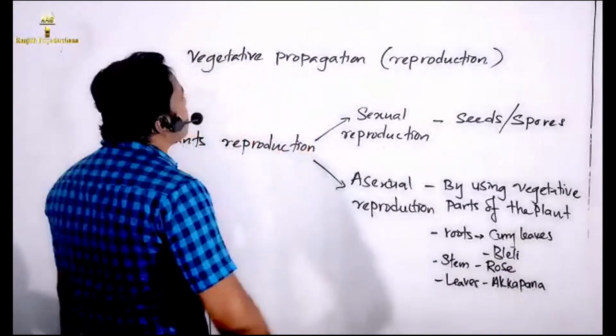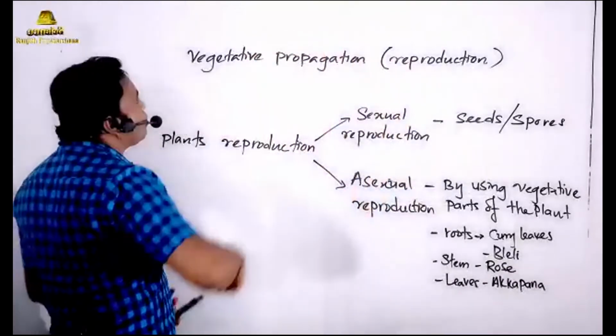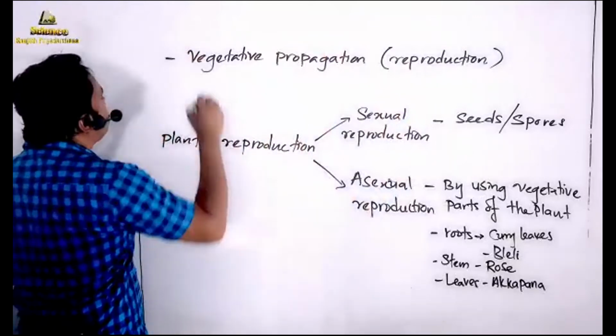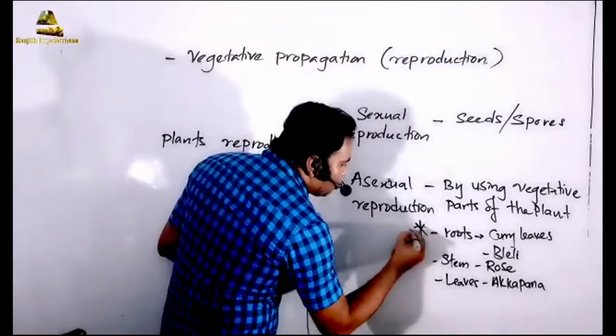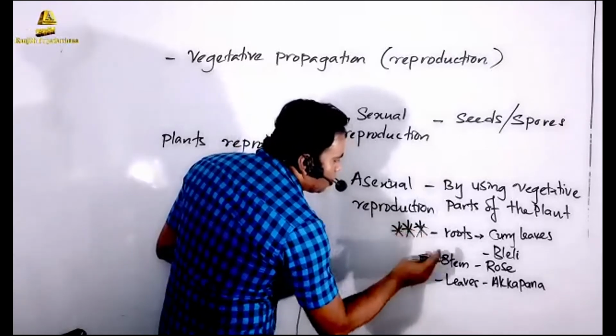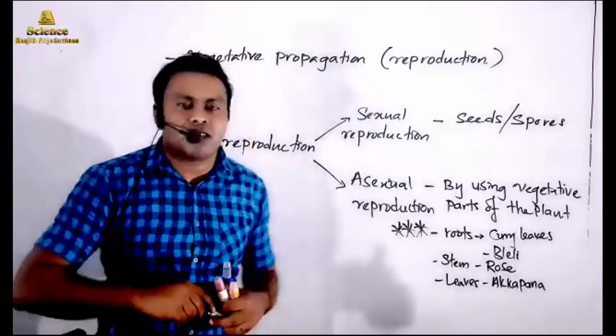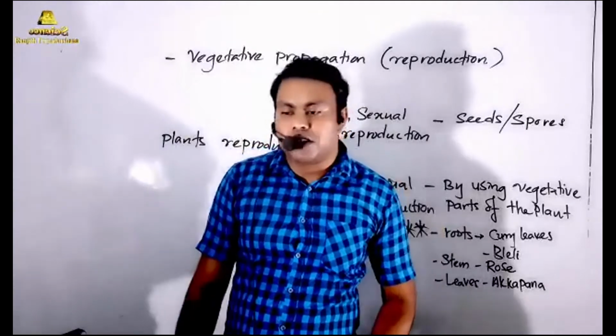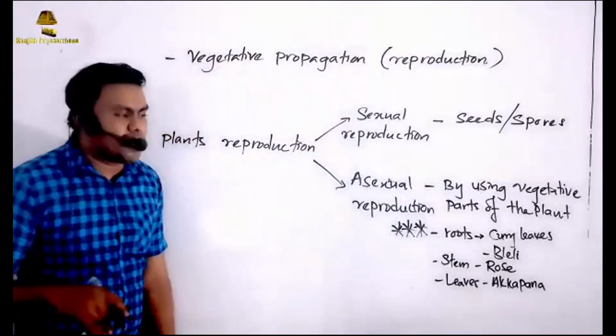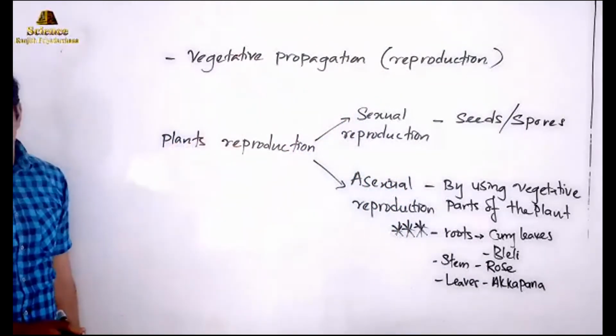Okay, can you understand now this vegetative propagation? Yes, therefore root. So roots can be used to make new plants by vegetative propagation as a vegetative propagation method. Okay, that's clear. Now take it down.